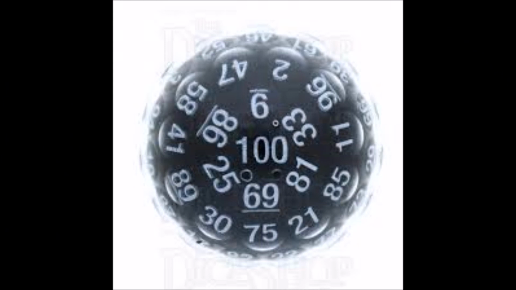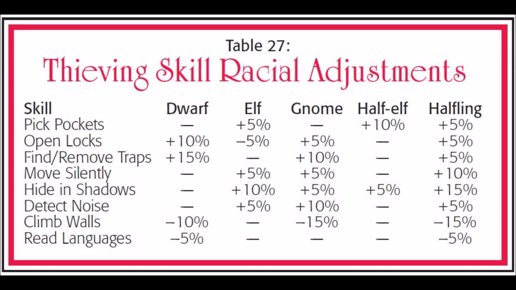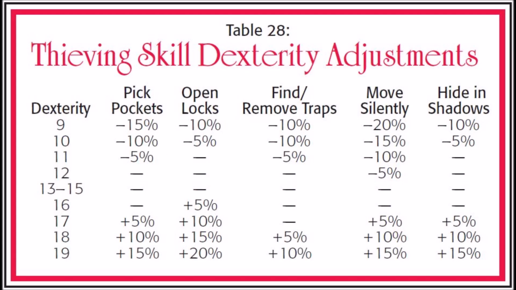2nd edition bards, like thieves, have a number of abilities with percentage chance of success that help them get in and out of sticky situations. These are climb walls, detect noise, pick pockets, and read languages. The starting values are shown on Table 33 from the 2nd edition Player's Handbook Revised. Just like the thief abilities, these scores are adjusted for dexterity and race using Tables 27 and 28 from the 2nd edition Player's Handbook Revised.